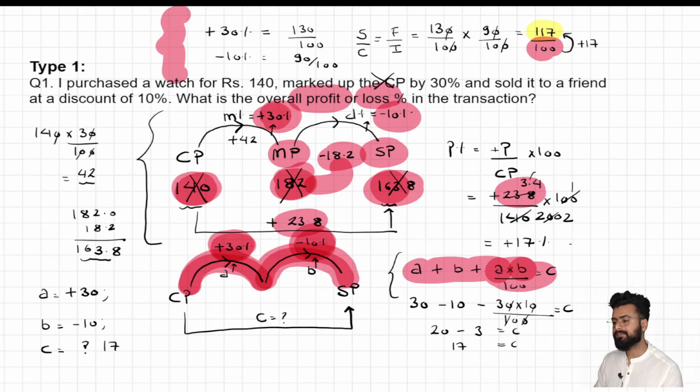So let's calculate profit percent. A profit of 17 over which price? Always over cost price. So let's write down the value of cost price in the denominator and then multiply by 100. And again, you would get the same answer, 17% profit.